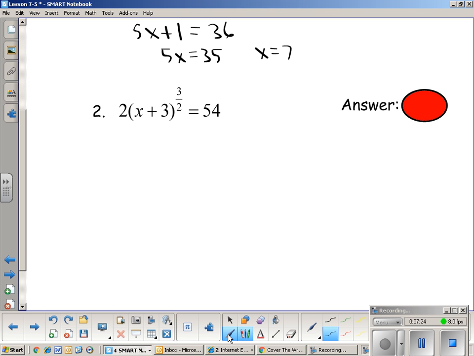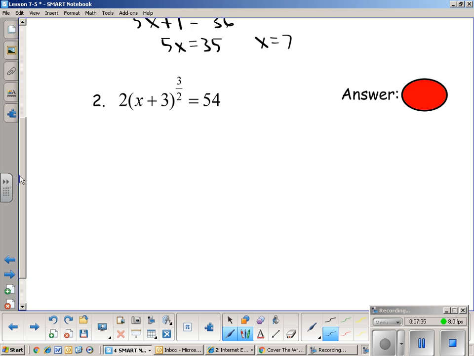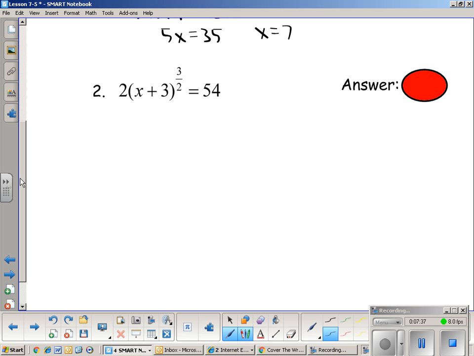So going back to the original statement here, what's step 1 say? Get the radical by itself, so divide by 2. Hopefully you're recognizing that because of that fractional exponent, that rational exponent, that is my radical. This could be rewritten as the square root of this cubed, right? That's what we practiced yesterday.